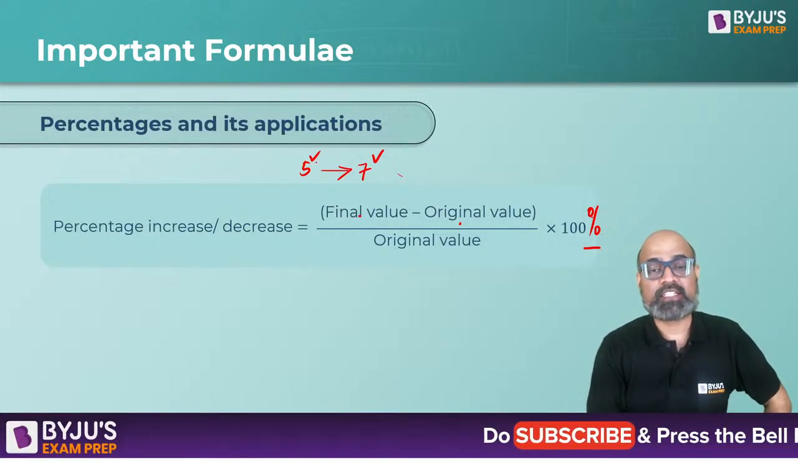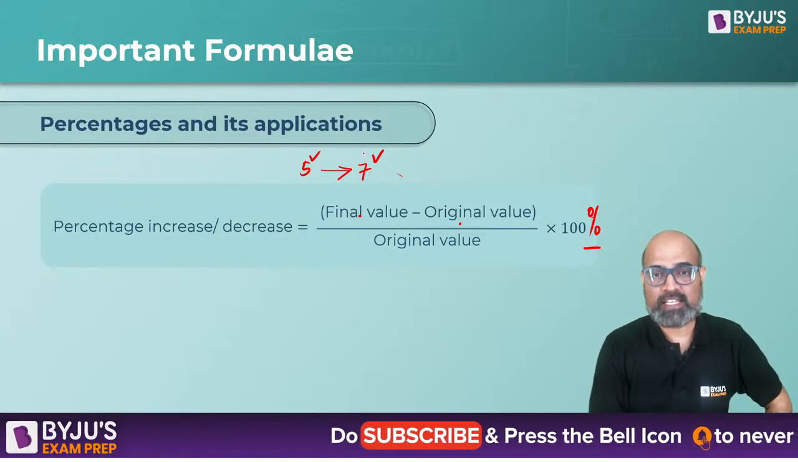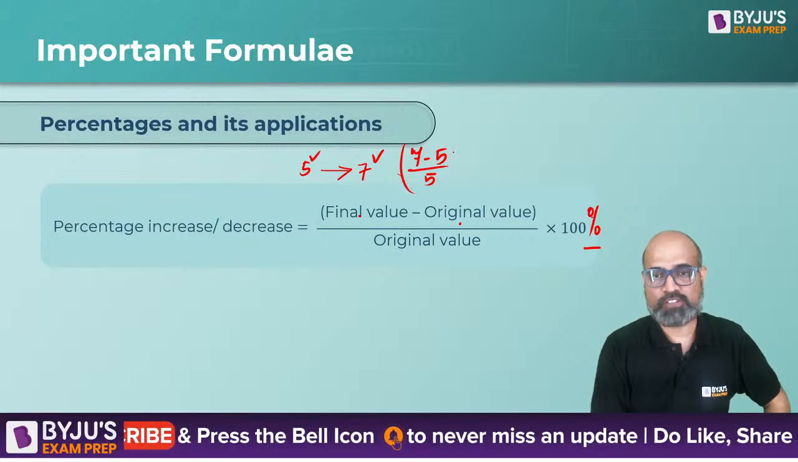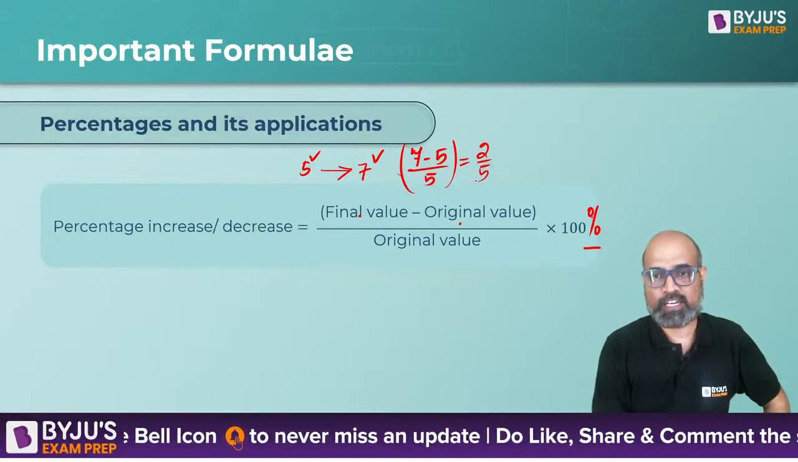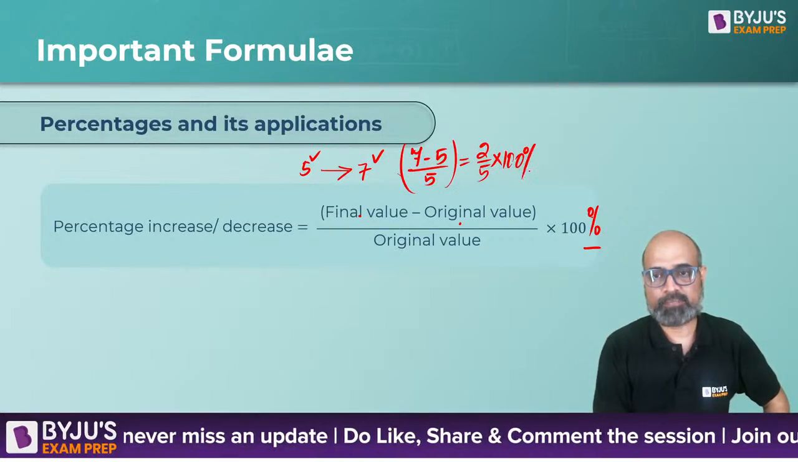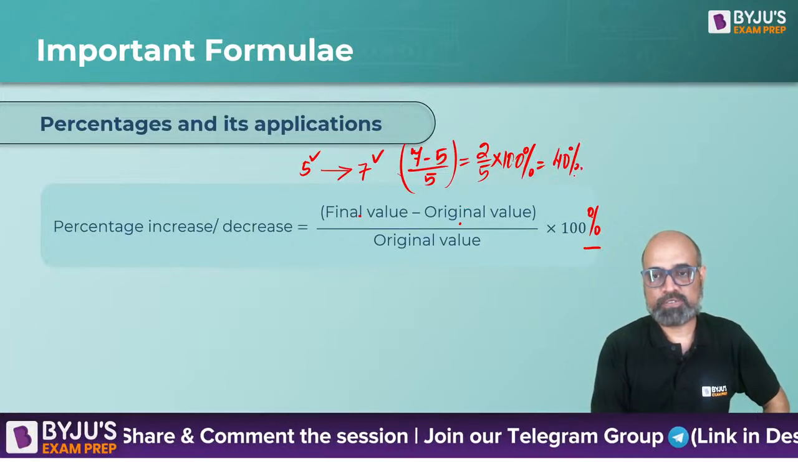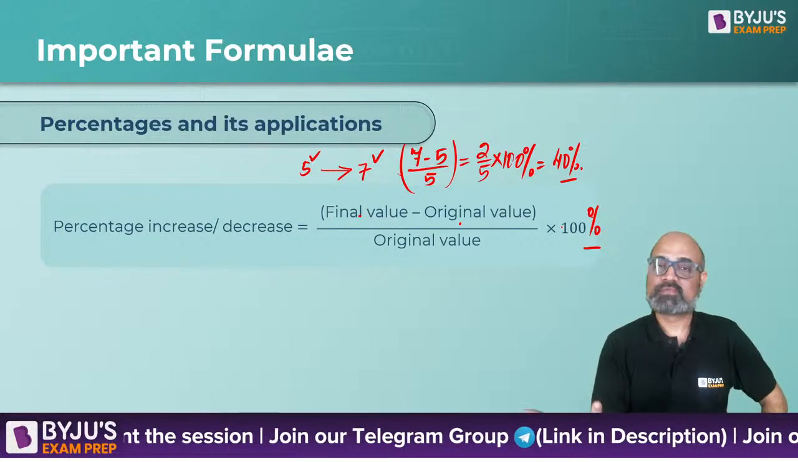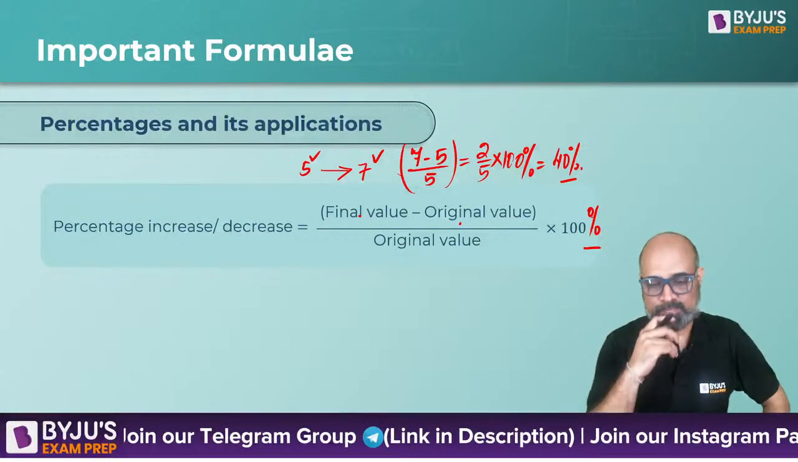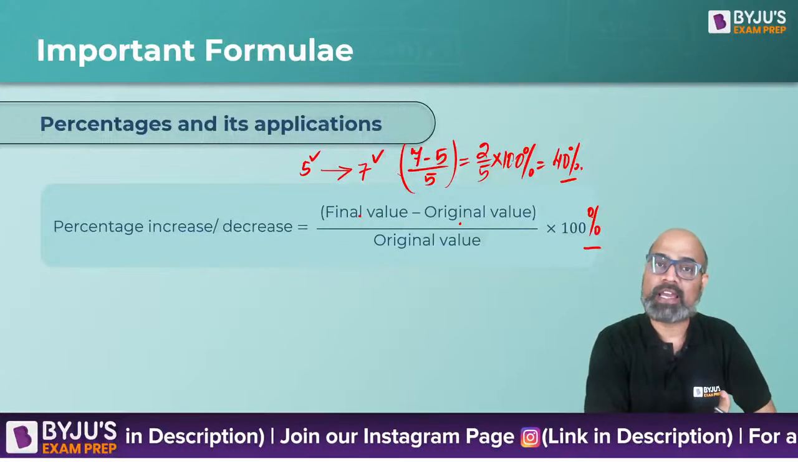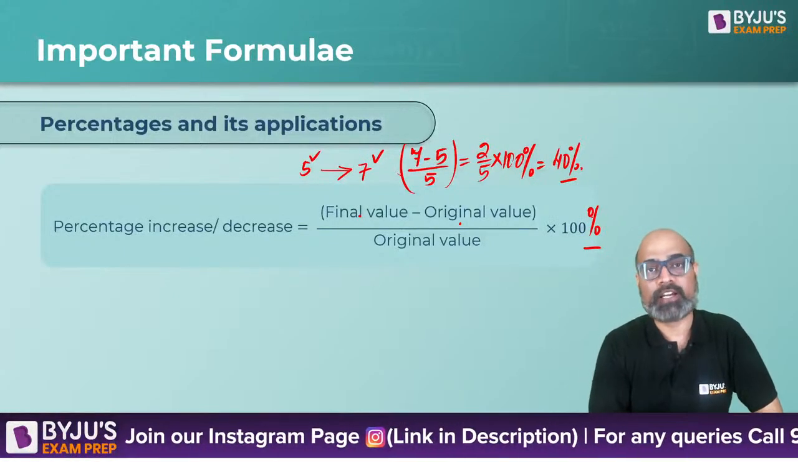So what is the percentage change that happened? You will say the final value 7 minus original value, divided by original value. So this becomes 2 upon 5, and you multiply it by 100 percent. If you solve this, you are going to get 40%. Right? Straightforward, very simple. Always remember from which value you began and at which value you ended up.